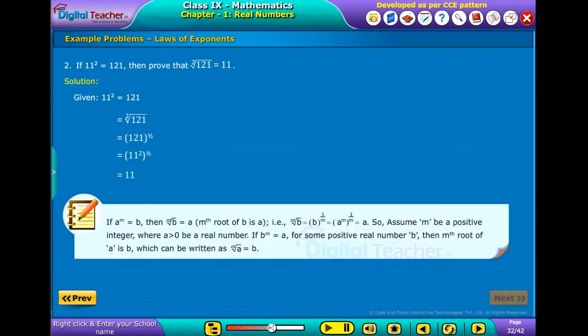Note: if a^m is equal to b, then the mth root of b is a. The mth root of b is equal to b^(1/m), which is equal to (a^m)^(1/m), that is equal to a. So, assume m is a positive integer, where a greater than 0 is a real number. If b^m is equal to a for some positive real number b, then the mth root of a is b, which can be written as the mth root of a equals b.